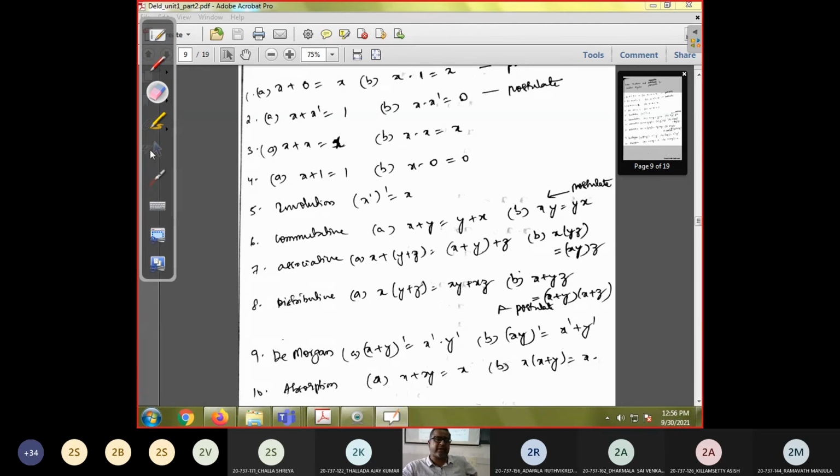And finally, the 10th one is called the absorption property. Absorption theorem: x plus xy equals x always. X plus xy is always equal to x.